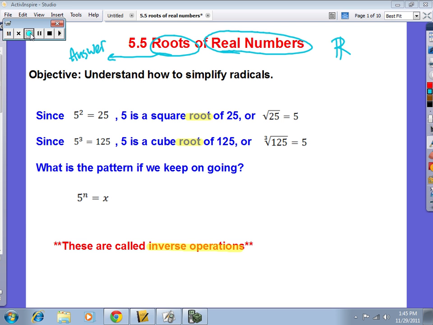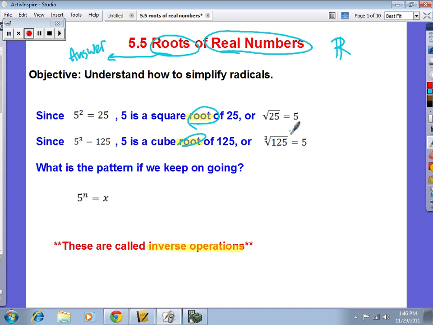Okay, look. 5 squared is 25. 5 is the square root. Everybody circle root. Root, that's an answer. That's a solution. So 5 is the square root of 25, or square root of 25 is 5. But let's do 5 cubed. That's 5 times 5 times 5. That's 125. So 5 is what kind of a root? It's a cube root of 125. Or the cube root of 125 is 5.